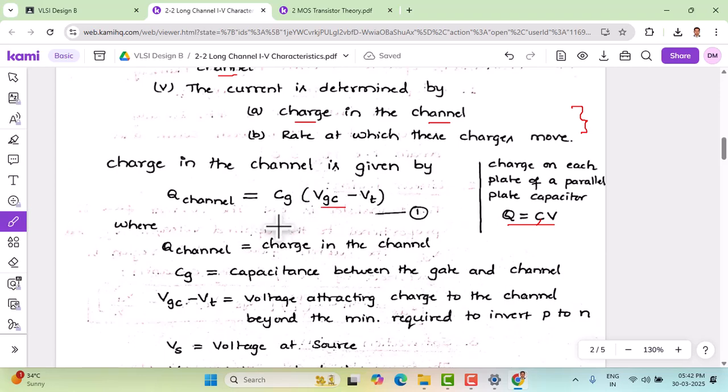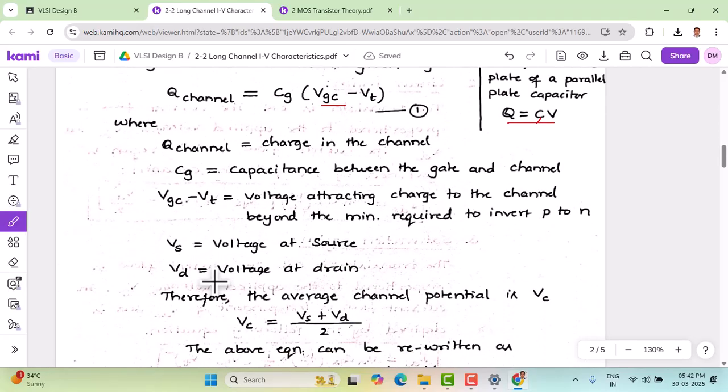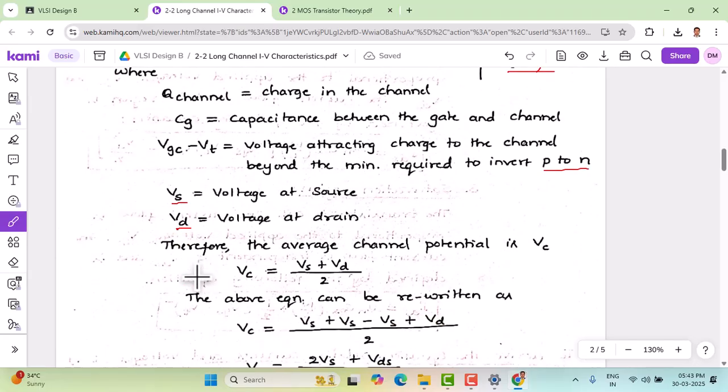Let us define each one of these parameters. Q channel is the charge in the channel. Cg is the capacitance between the gate and the channel. VGC minus VT is the voltage attracting charge to the channel or inversion layer beyond the minimum required to invert P to N. On and above what is required to invert P to N, whatever voltage we have is VGC minus VT. Let us assume the voltage at the source as Vs and the voltage at the drain as Vd. With the help of this we can calculate the average channel potential.